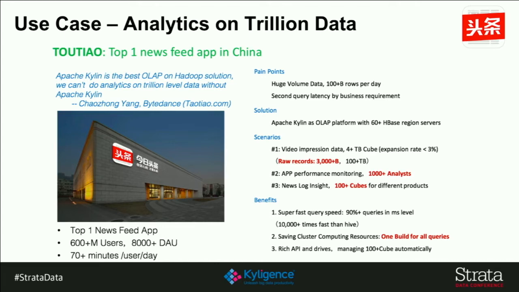They migrated the analytics workload to the Kylin cluster. That saved a lot of hardware for them. This is a very big one, and it is not the only big one.